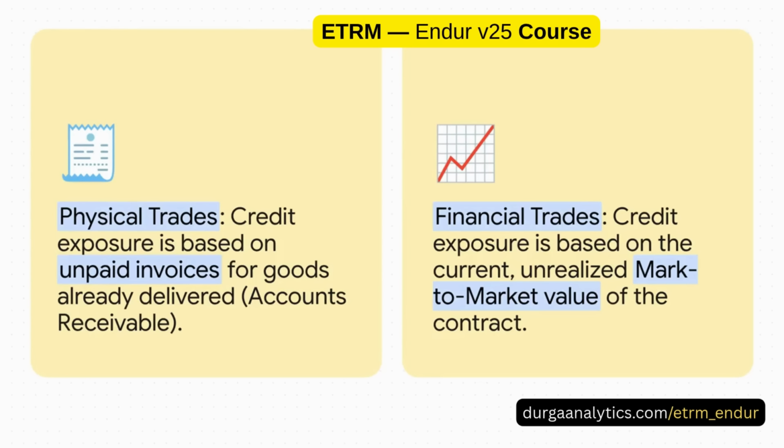And that simple little flag has a massive impact on risk management. For physical trades, your credit exposure is backward-looking. It's basically, what am I owed for stuff I've already delivered? But for financial trades, credit exposure is forward-looking. It's based on the current unrealized mark-to-market value of that contract. See? Two completely different risk profiles, all driven by that one flag.